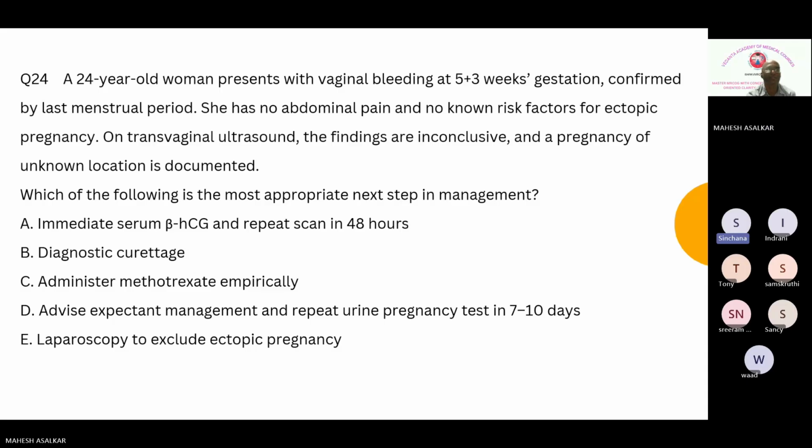Because she has no risk factor, we can go for expectant management and repeat our urine pregnancy test in 7 to 10 days. In 48 hours, unless the beta HCG level is more than 1500, we will not be able to see the cardiac activity also. I think D should be the most appropriate option.